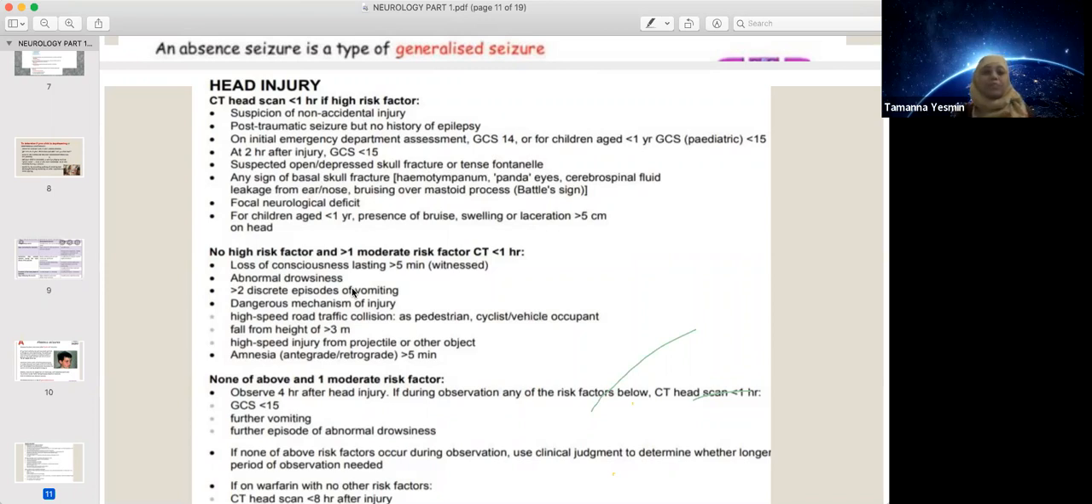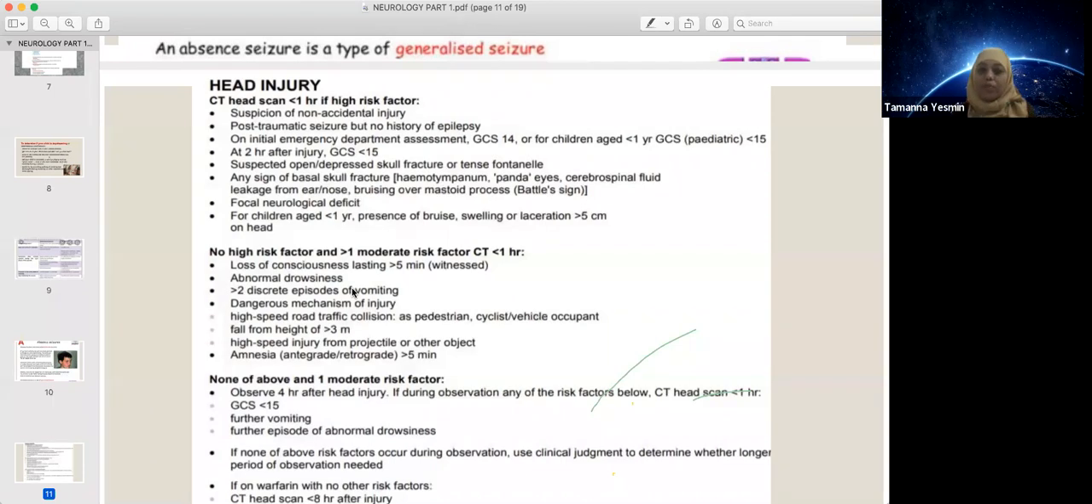Okay. High speed injury, projectile injury like a bullet, or amnesia more than 5 minutes. So remember, more than 5 minutes amnesia, more than 5 minutes loss of consciousness. More than 3 meter height, more than 2 vomiting, that means at least 3 discrete vomiting. Now, if there is no risk factor or 1 moderate risk factor, we will observe.